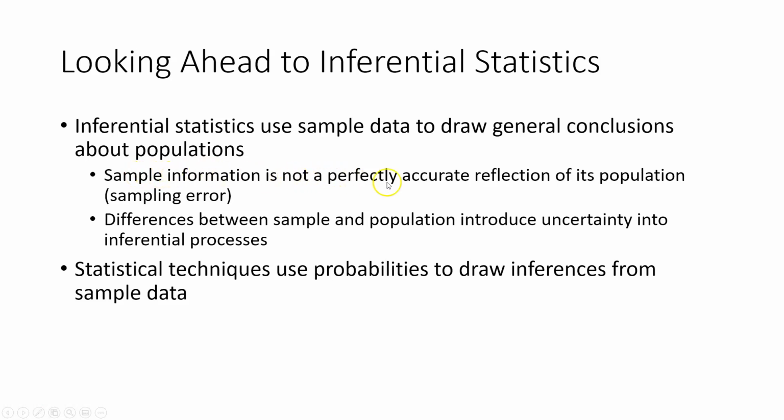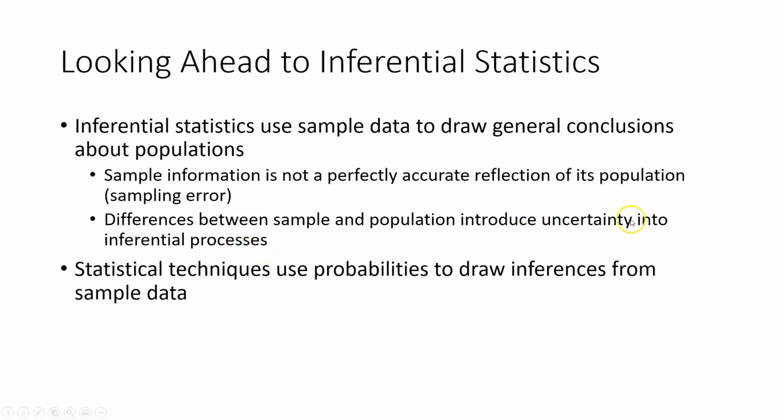Sample information is not a perfectly accurate reflection of its population. That's the principle we've been talking about many times, called sampling error. When you draw a sample, the mean is never going to be exactly the same as the population. And the differences between the sample and the population introduce some degree of uncertainty into the inferential process. We can make guesses from our samples about the population, but we don't know how accurate our guesses are.